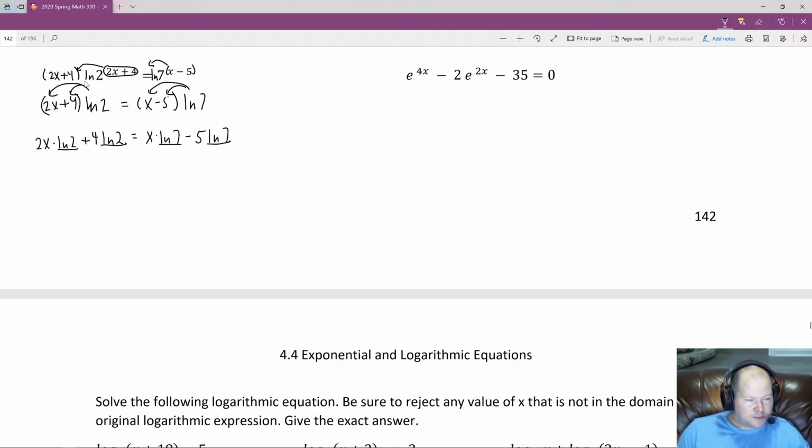At this point, we want to get all the variables on one side, all the constants on the other.